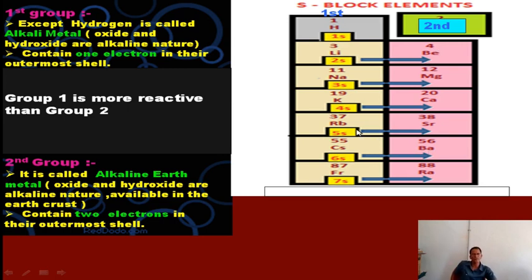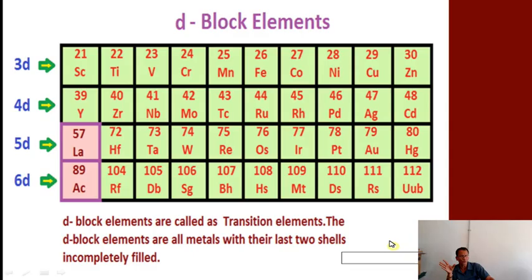Generally, on the basis of the number of electrons available in the outermost shell, they are given the group. 1 electron in the outermost shell, so first group. 2 electrons in the outermost shell, that is called second group. So this is called alkali metal, this is called alkaline earth metals. Alkali metals contain 1 valence electron, and the second group, alkaline earth metals, contain 2, that is valency 2.